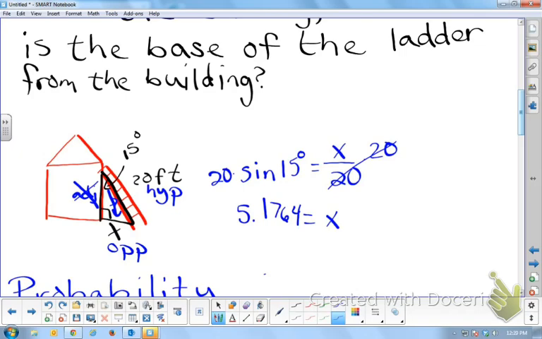Okay, so that's most of what we need to know for trigonometry. You will also have to use your trig table. Hopefully you still have that trig table that I gave you at the beginning of the quarter. And you will have to use inverse. Remember, inverse was when you needed to get rid of sine, when you needed to do the opposite of sine or cosine or tangent.